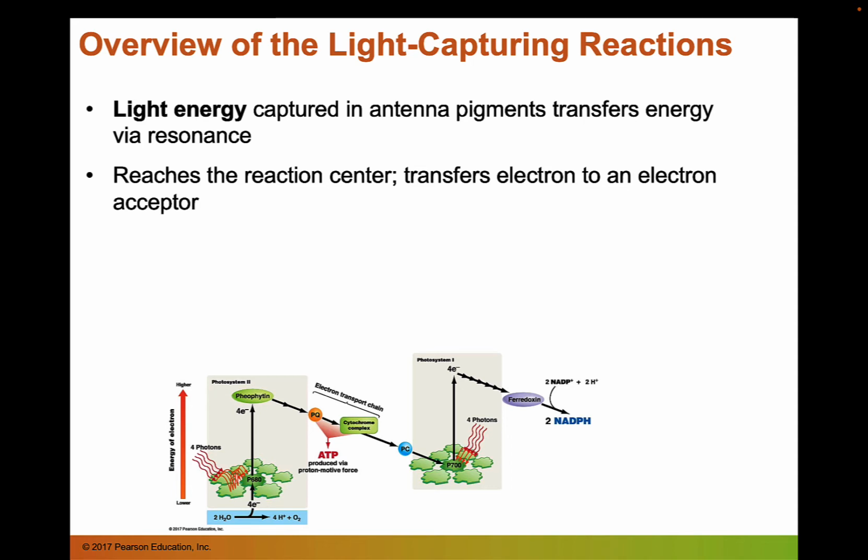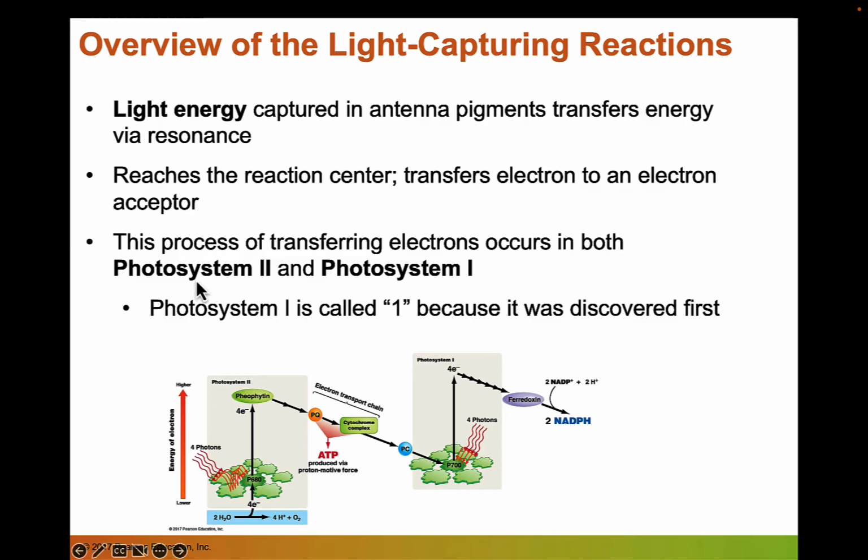So recall from the last video that light energy is captured by the antenna pigments, and you get an excited electron, and as that electron returns to the ground state, it transfers energy via resonance. And that resonance energy is transferred until it reaches the reaction center. And the reaction center transfers its electron to an electron donor. And this is basically what's going to happen in photosystem 2. So that's the first one we're going to begin with.